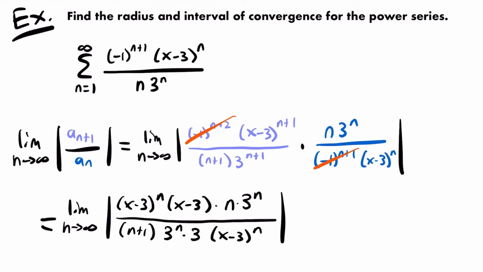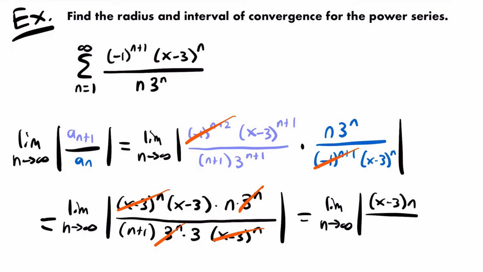Okay, and so now we have x minus 3 to the power of n in the numerator and denominator, and so those are going to cancel out. And we have 3 to the power of n in the numerator and denominator as well, so those will also cancel out. And so what we're left with is the limit as n approaches infinity of the absolute value of x minus 3 times n in the numerator. So we have x minus 3 times n divided by n plus 1 times 3.